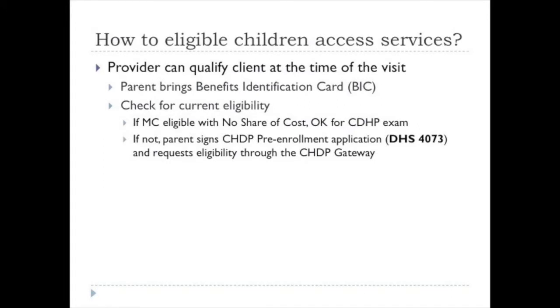Parents of eligible children can access services by calling CHDP administration offices to get the names of local CHDP providers. The parent will make an appointment with your office and will bring with them to their appointment a copy of their BIC, or their benefits identification card. Your office will check for current eligibility. If the child does not have current Medi-Cal, the parent will sign the CHDP pre-enrollment application and will request eligibility through the CHDP Gateway.